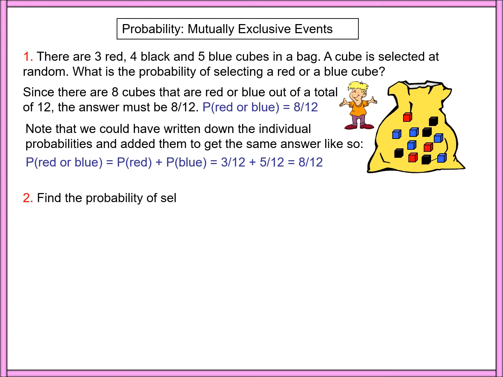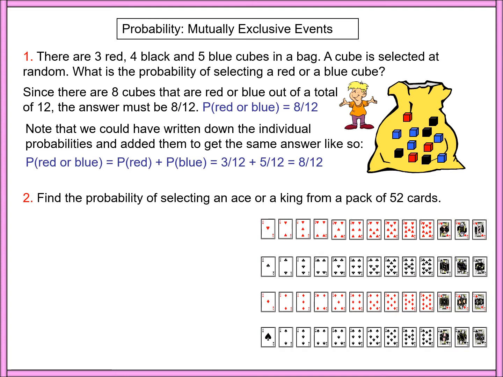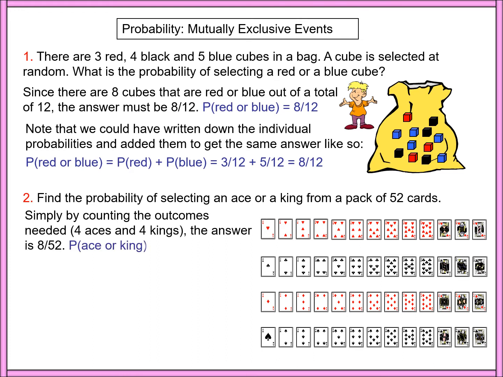Example 2. Find the probability of selecting an ace or a king from a pack of 52 cards. Here are the cards. 13 hearts, 13 clubs, 13 diamonds, and 13 spades. Simply by counting the outcomes needed, for example, there are 4 aces I can see in that list, and there are 4 kings. The answer is 8 out of 52. So the probability of me getting an ace or a king, there are 8 of them out of 52.